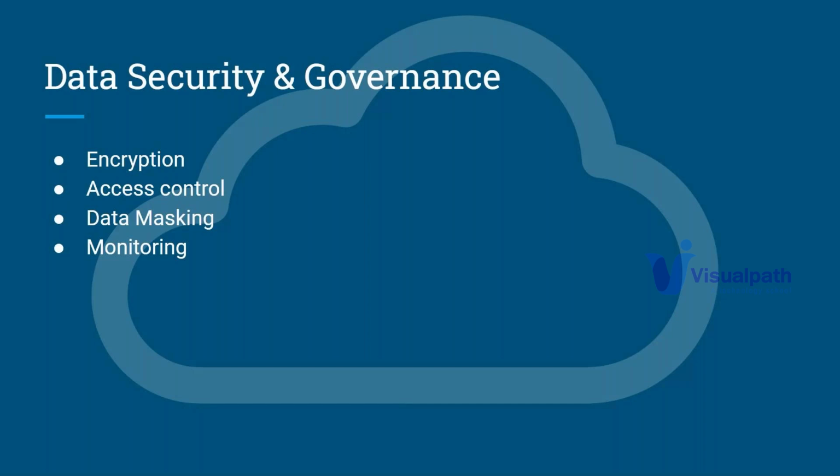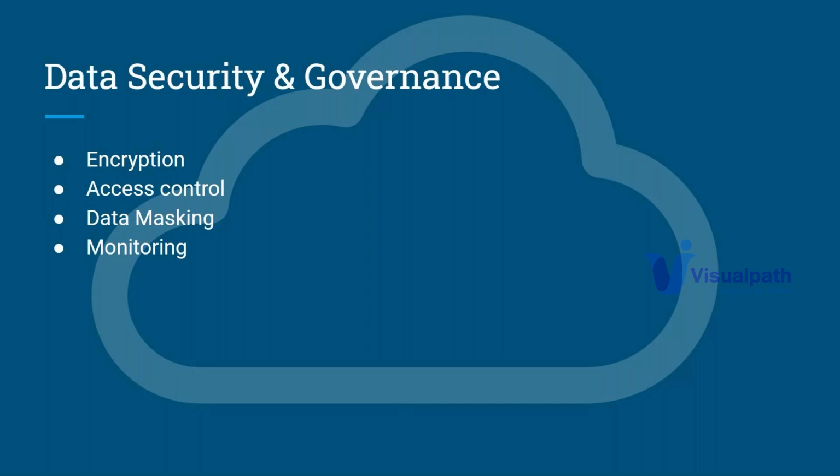Data masking, as we all know, is something we see in recent times, where a number is hidden with stars. That's nothing but data masking. We can do data masking for phone numbers, email IDs, or other confidential data. These are all the things we can do to encrypt, control access, or hide data.